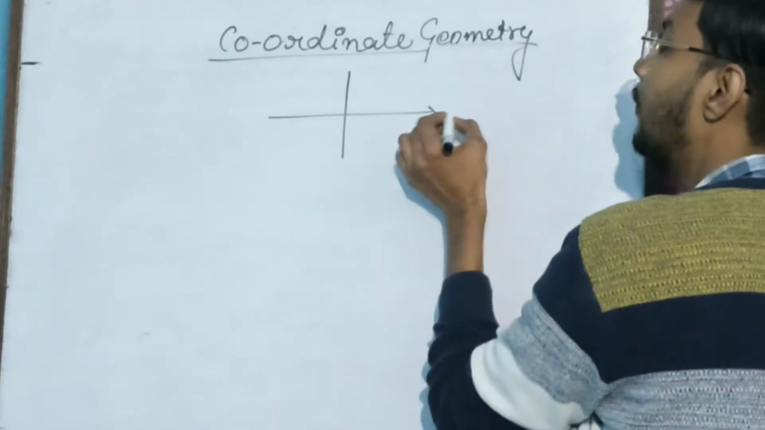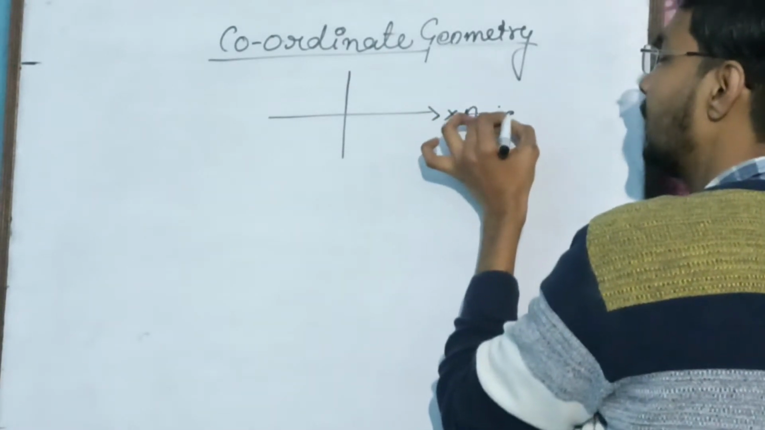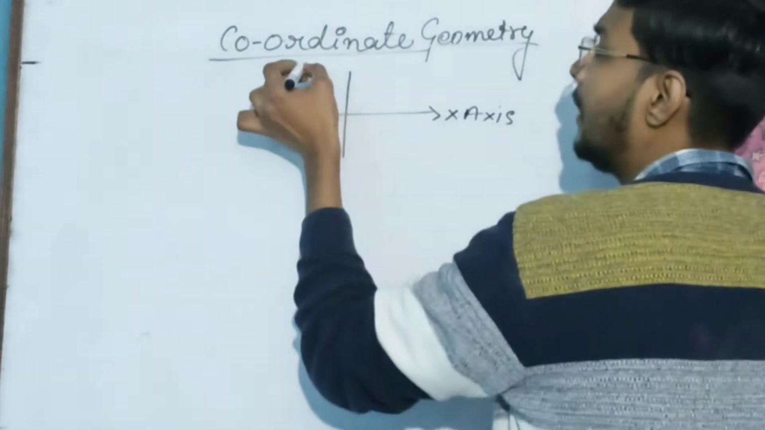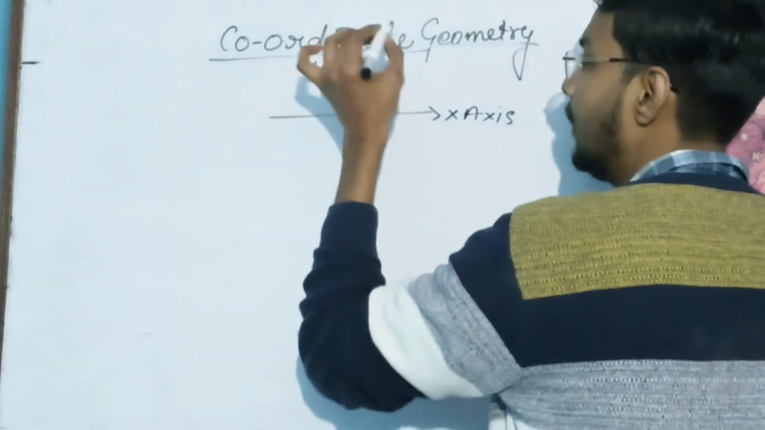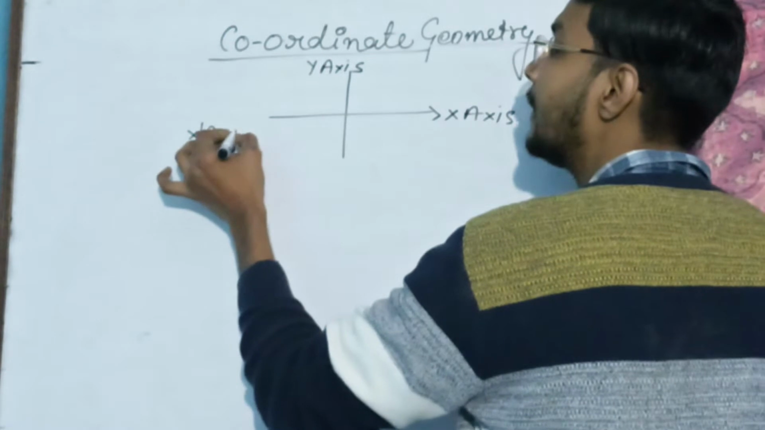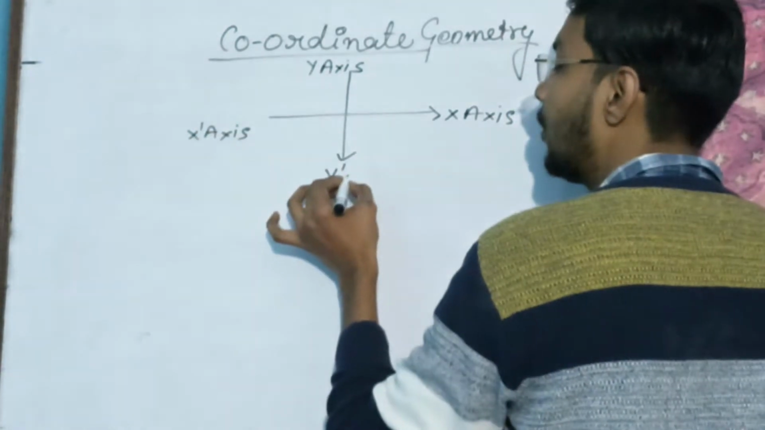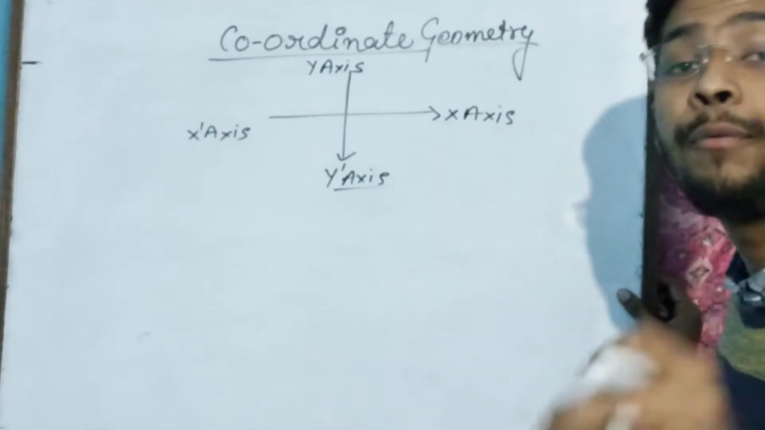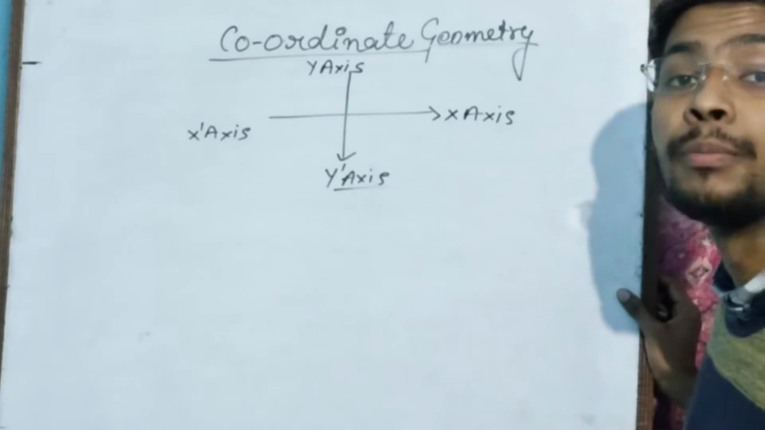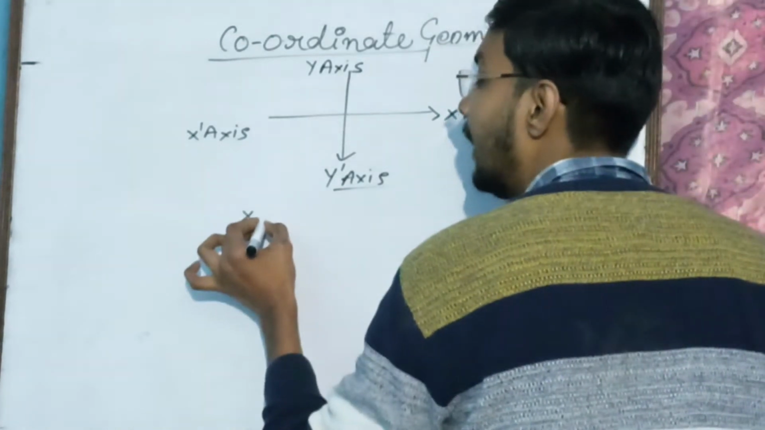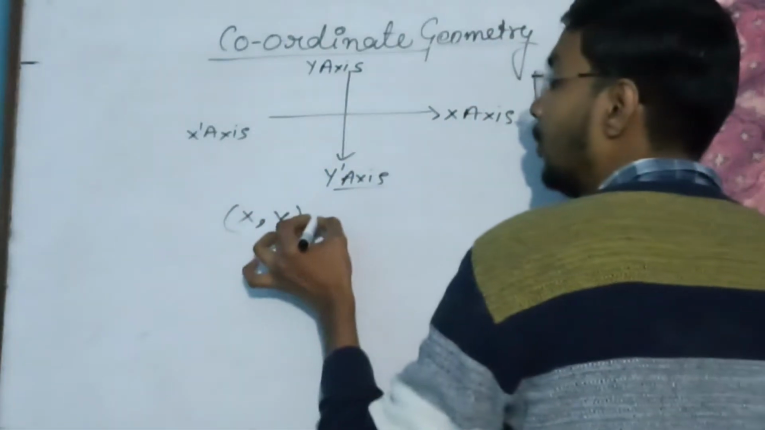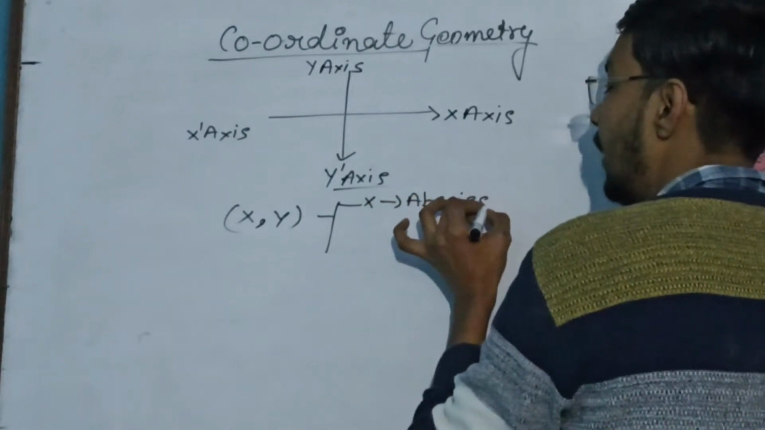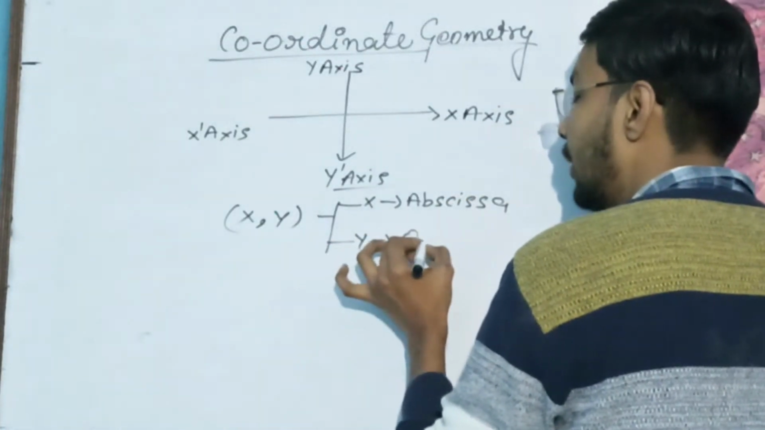I have to write the names of the axes, as we all know we have plotted graphs many times. So this is called the x-axis and this is called the y-axis. This is the negative direction of the x-axis and this is the negative direction of the y-axis. Always remember, friends, in coordinate geometry we represent the address in terms of the x-axis and y-axis. The x-axis value is called the abscissa, and the y-axis value is called the ordinate.